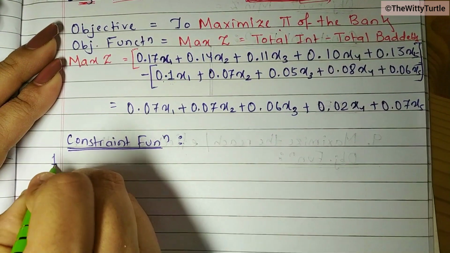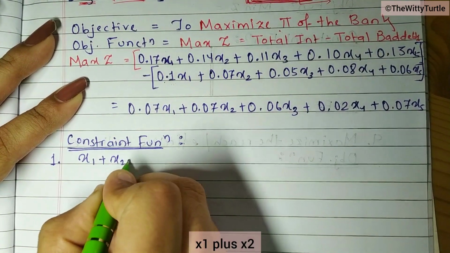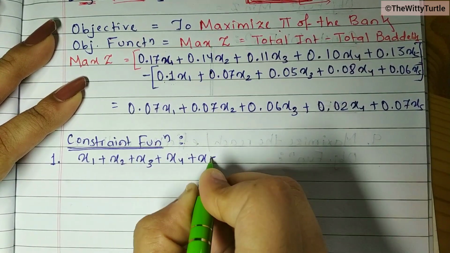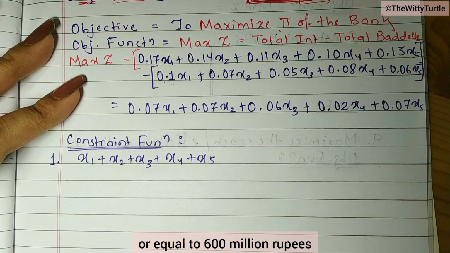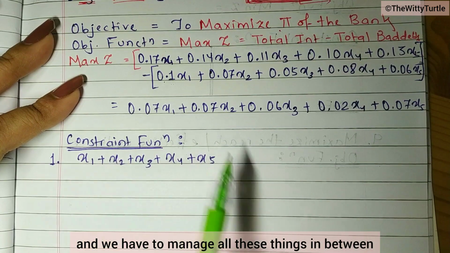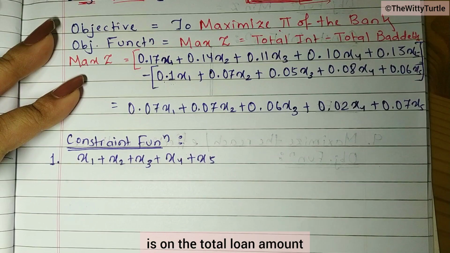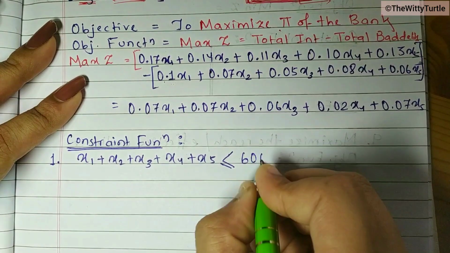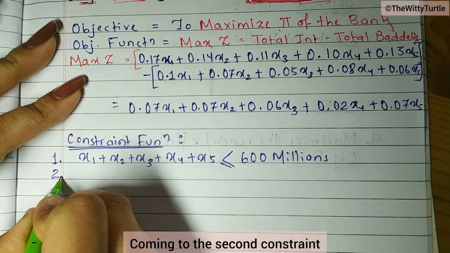So your first constraint function will be x1 plus x2 plus x3 plus x4 plus x5. All these things should be less than or equal to 600 million rupees, because we have only that much amount and we have to manage all these things within that amount, right? So the first constraint is on the total loan amount, which is your 600 million, right?